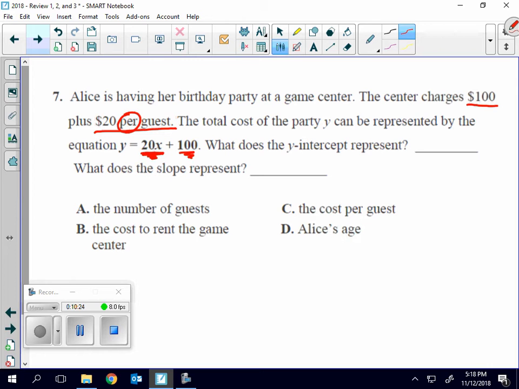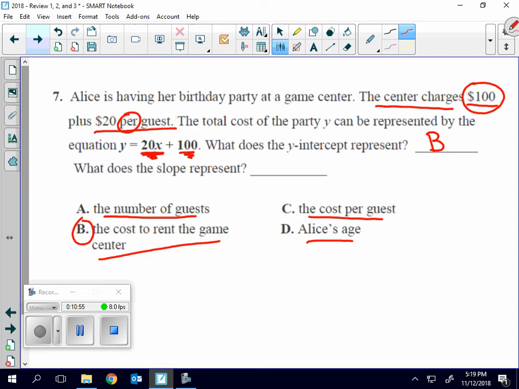What does the y-intercept represent? Well, right here, what does it represent? It says it right here. The center charges $100. So this answer, we're going to look at these. Is it the number of guests? No. Is it the cost per guest? No. The cost to rent the game center? Maybe. Would it be her age? No. The only one that makes sense is B for this one.